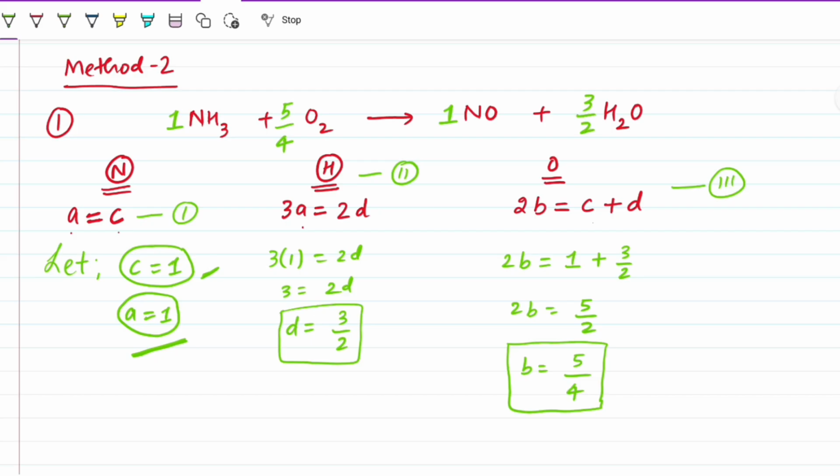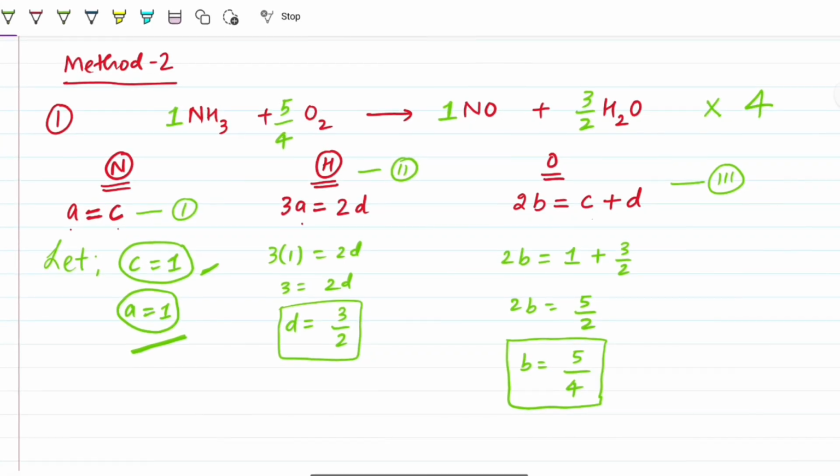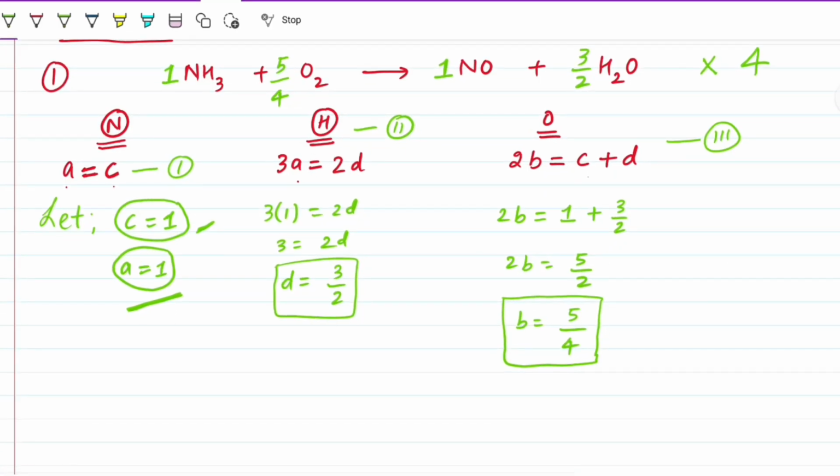But again, we cannot write any number in fractions. To remove the fractions, multiply the equation by the highest denominator value. In the denominators we have 2 and 4, so multiply the entire equation by the highest denominator value, which is 4. When we multiply this entire equation by 4, what is the final equation?